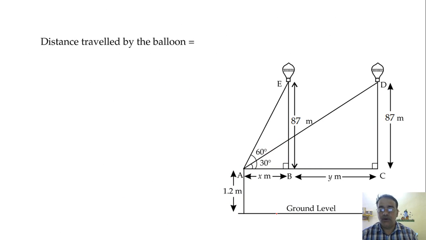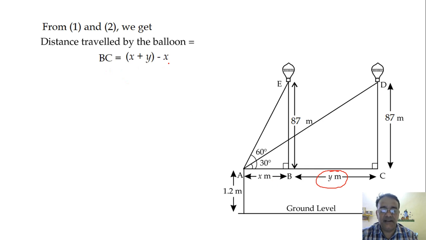Right? Now what is BC? How will you find BC? ये BC कैसे निकालोगे? X plus y minus x. Right? X plus y minus x. And x plus y we have 87 root 3 and this is 87 by root 3.